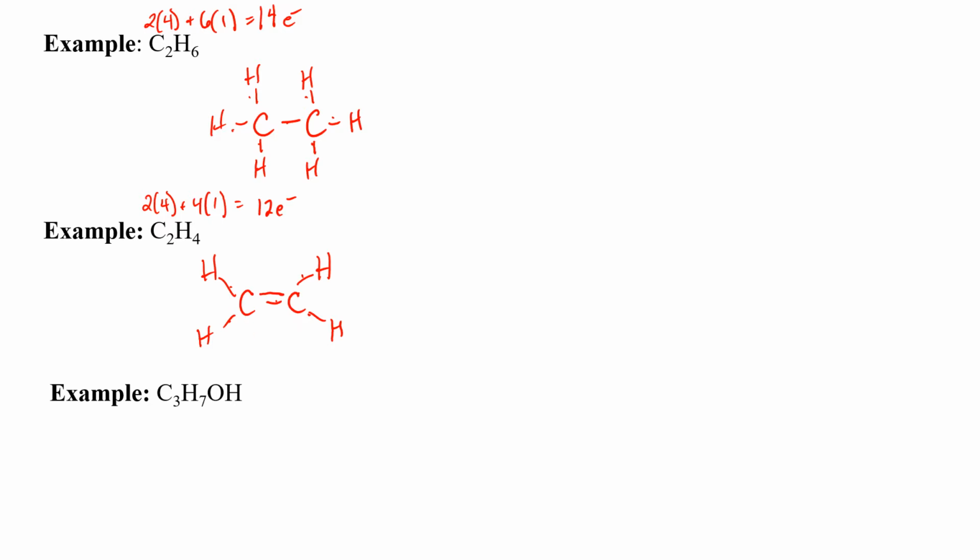Let's look at the next one. C3H7OH. So there's step 1, sum up your valence electrons. There's 3 carbons. There's 7 hydrogens. There's an oxygen. And then we have 1 more hydrogen. 12 plus 7 plus 6 plus 1. So that's 26 electrons.